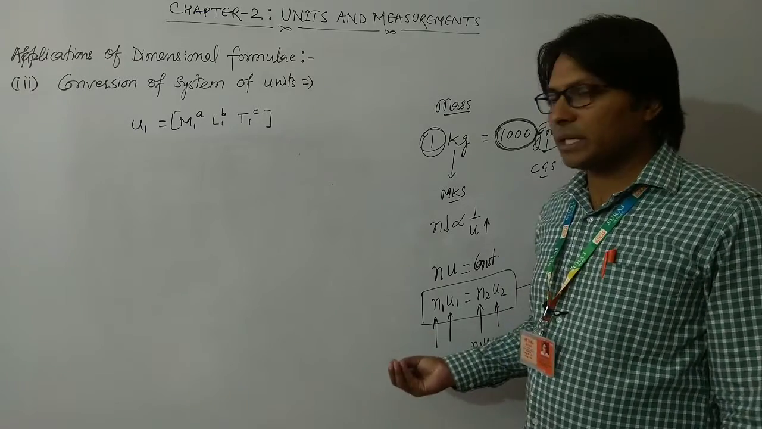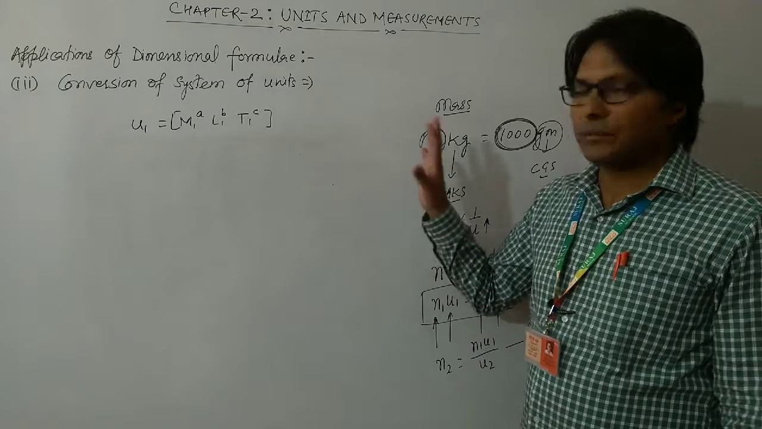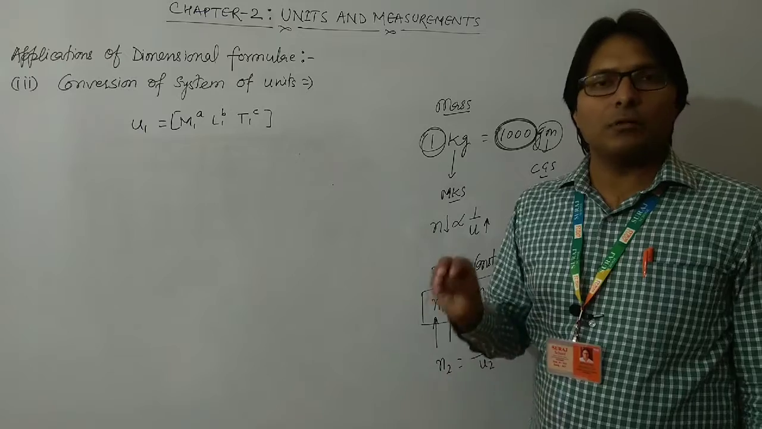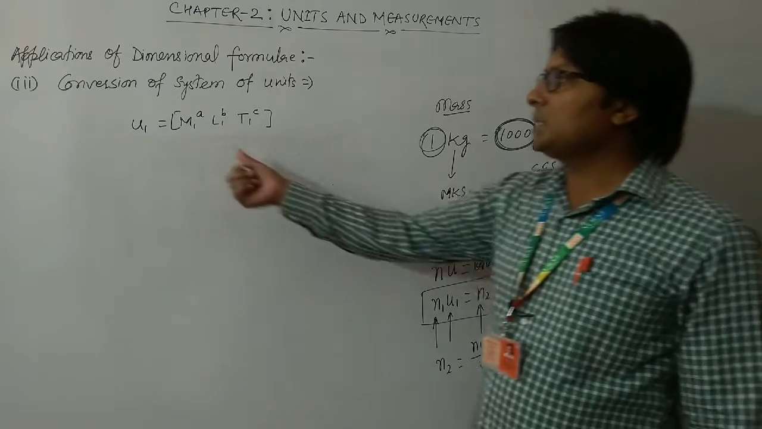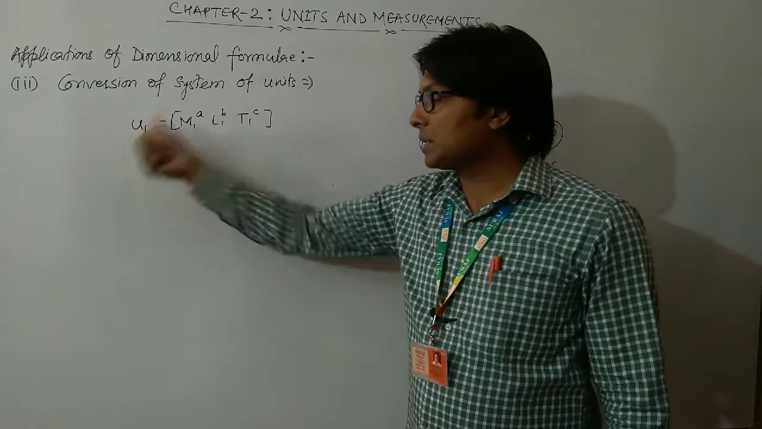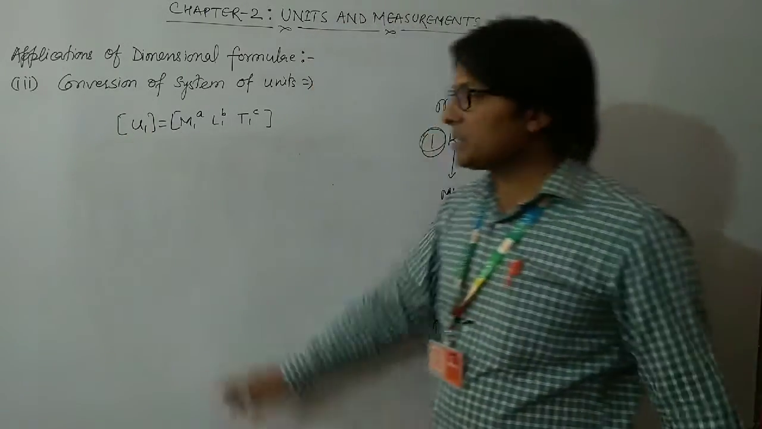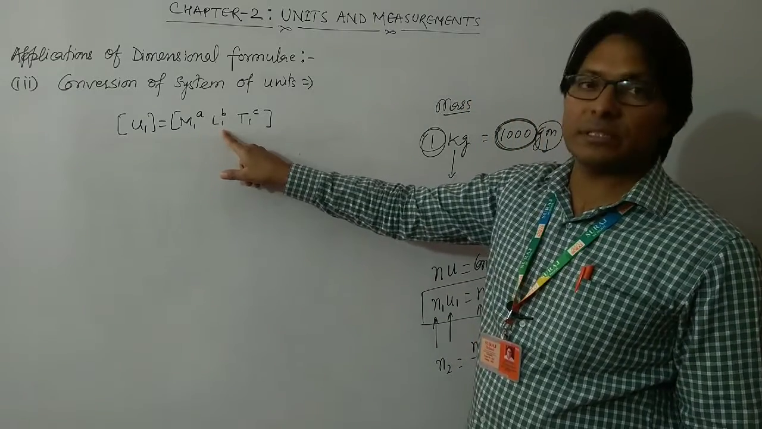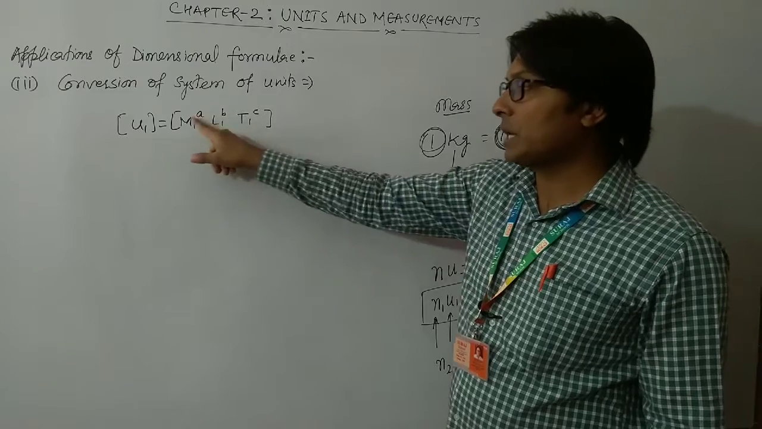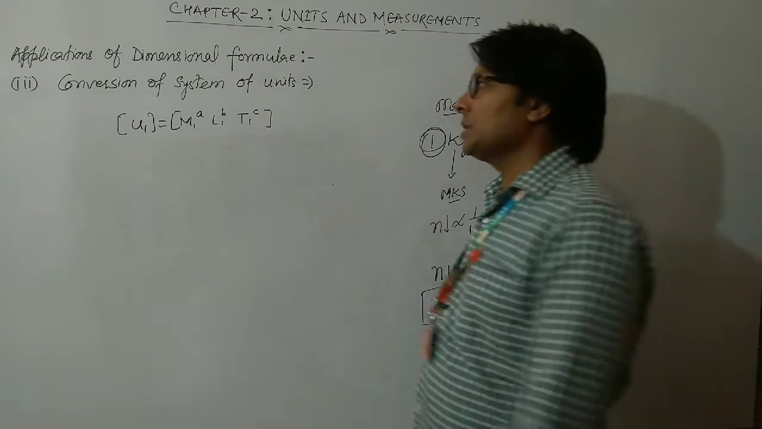A physical quantity, if measured in any system, its dimensional formula will remain the same, but these values of M, L, T may change. Suppose in one system of units, the mass is measured in M1, the length is measured in L1, and the time is measured in T1. So the dimensions will be the same, but M, L, T may change.